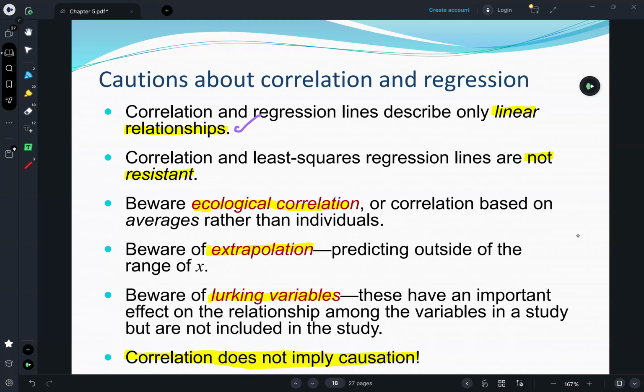Another big takeaway is that correlation does not imply causation. No matter how strong the correlation is, it does not mean that we have causation. It does not mean that X causes Y.